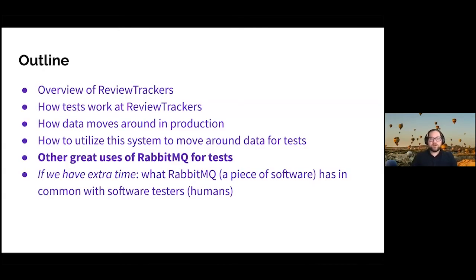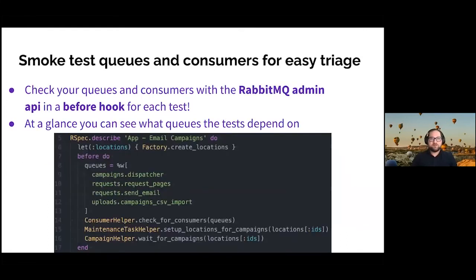So I just threw a lot of information at you. Let me talk about some other great uses of RabbitMQ for tests. Something that I absolutely love and I urge all of you to do is to check your queues and consumers with the RabbitMQ admin API in a before hook for each test. This is what that looks like. As you can see, we have this queues array from 8 to 13, and then we've got line 14 called consumer helper.check for consumers.